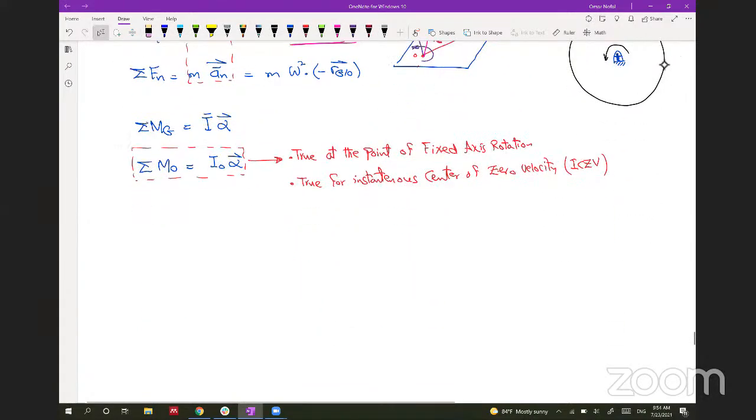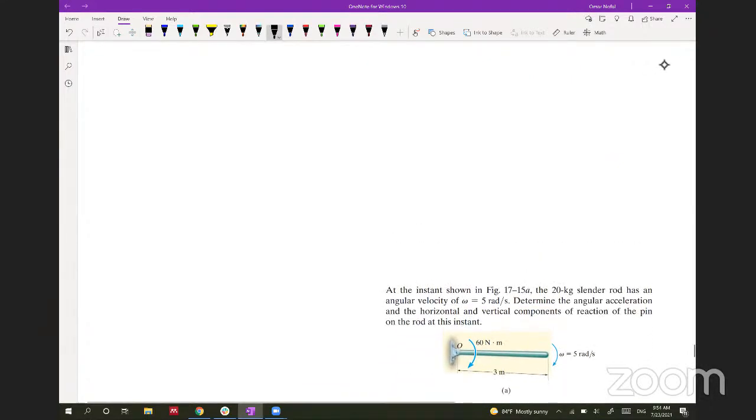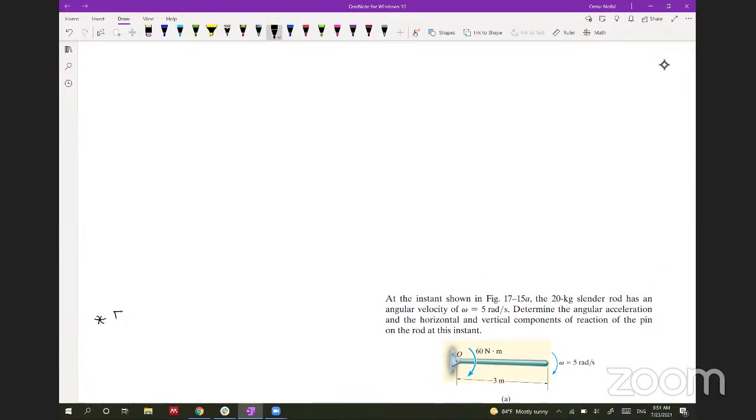Right, so let's solve a problem on this concept. For this example, we have a bar. And when you have a bar, you will go to your dynamics sheet and see what the IXX and IYY of this bar are, or you determine what you need from the dynamics sheet. Okay, so right now we have a bar. The mass of this bar is 20 kilograms and it's a slender rod, so we can use the slender rod equation. It has an angular velocity omega equal to 5 radian per second. Determine the angular acceleration and the horizontal and vertical components of the reactions of the pin here.